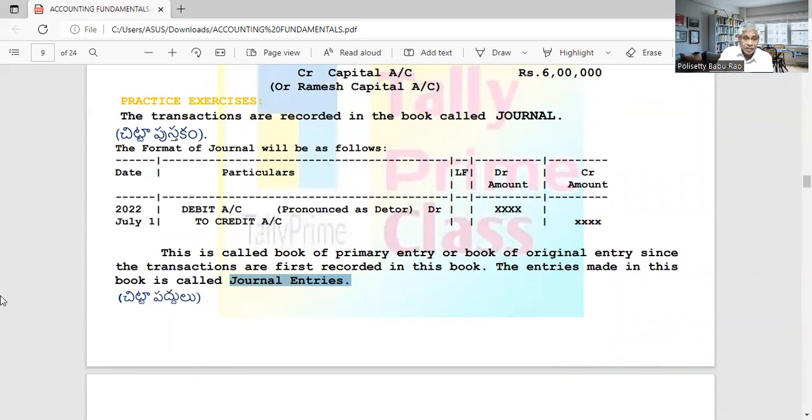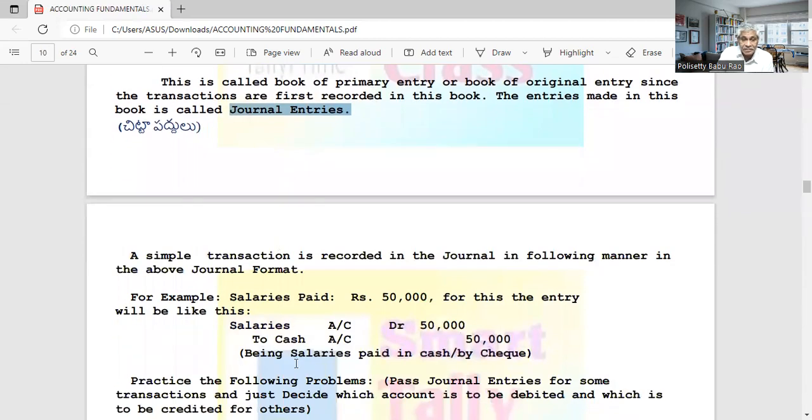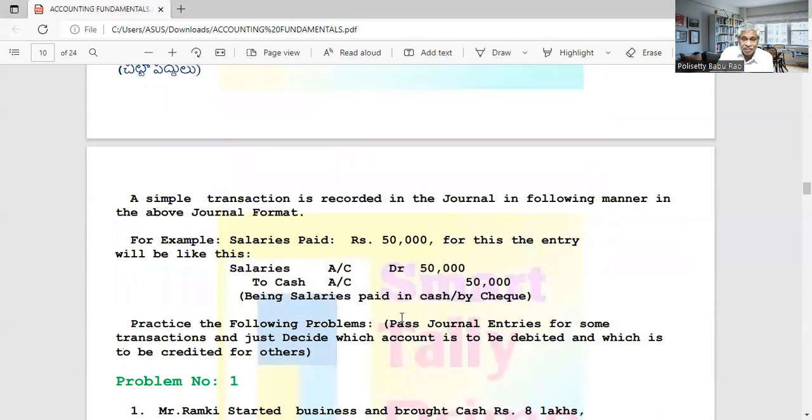For example, in this example I told you, cash account debit to sales. These are goods sold for cash. Now, simply within brackets, we will write being goods sold for cash or being cash sales. Simply address it briefly. Being cash sales. That is called narration. So, narration we have to write in this one.